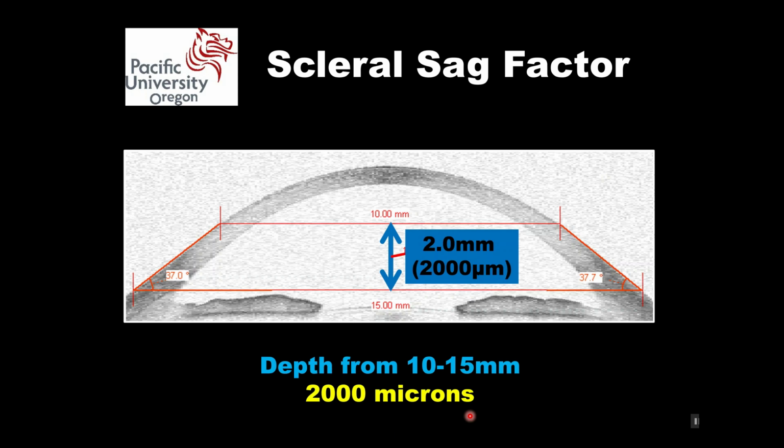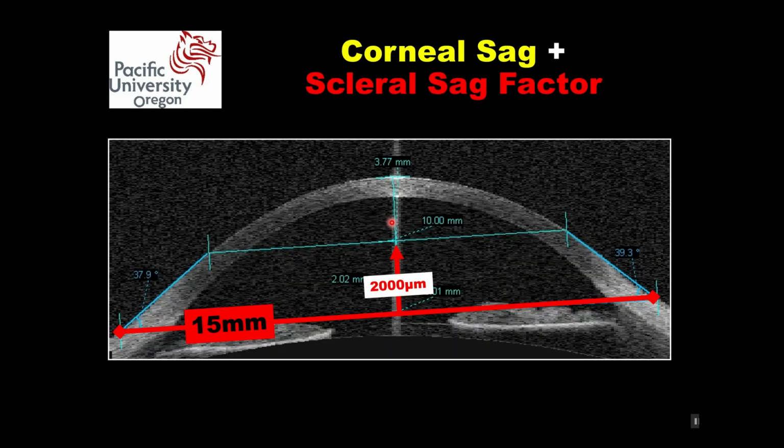We know from research at Pacific University that the depth of the anterior chamber from 10 millimeters, easily where the Medmont will take a topography reading, all the way to 15 millimeters, where the vast majority of our scleral lenses land, has an average of 2,000 microns in depth. So if we know that the average depth from 10 to 15 is 2,000 microns, and we're able to measure this depth, that might help us to better select our initial scleral lens.